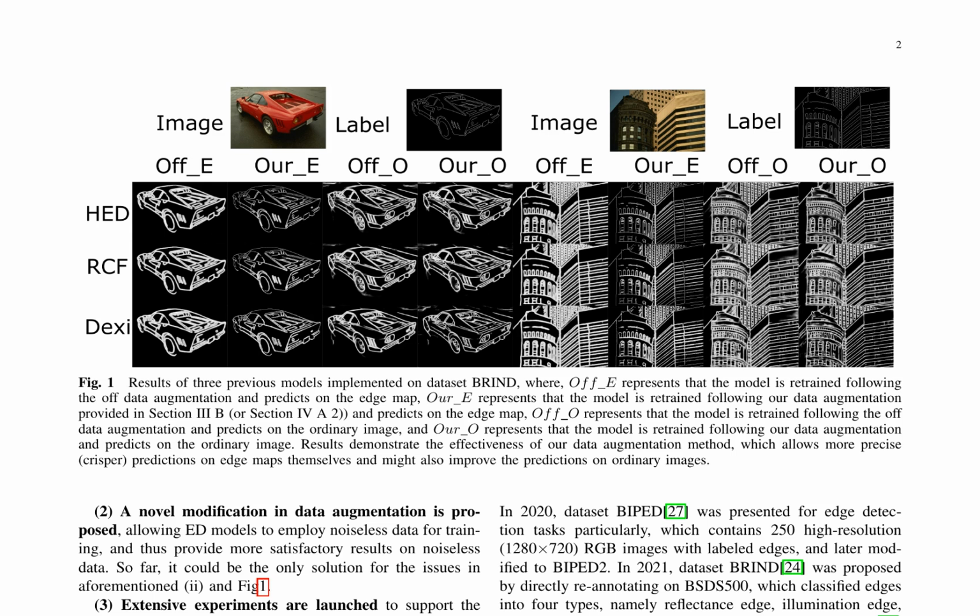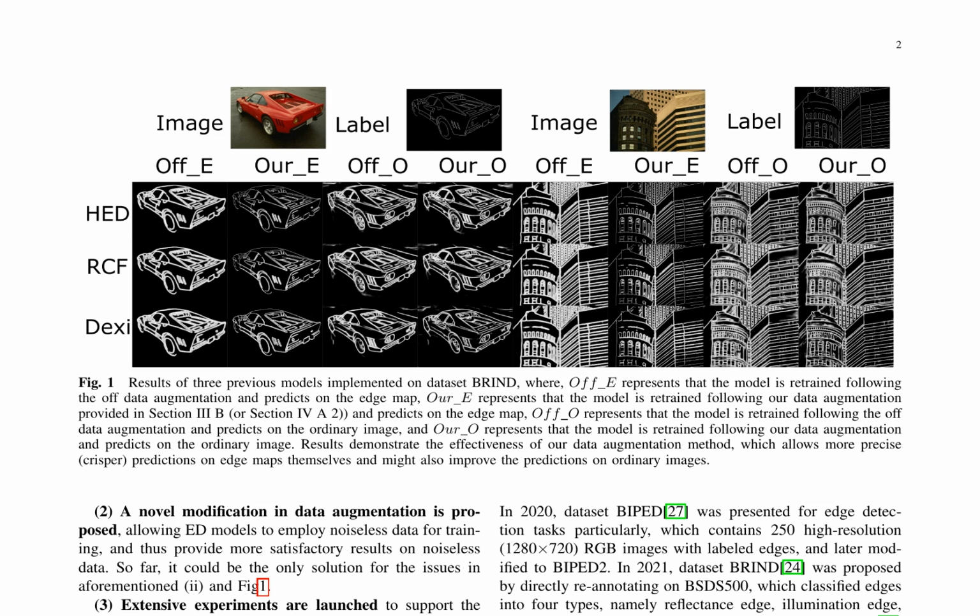Edge detection is a fundamental task in computer vision, where the goal is to identify and localize edges in images. Despite its importance, existing datasets and models for edge detection have limitations. The authors of this paper propose a novel data augmentation method that enables more precise predictions on edge maps and ordinary images. This method is demonstrated to outperform previous models on the BRIND dataset. The authors also modify data augmentation to allow edge detection models to employ noiseless data for training, resulting in more satisfactory results on noiseless data.